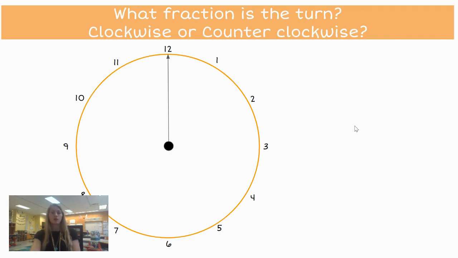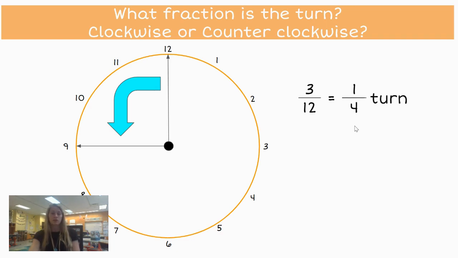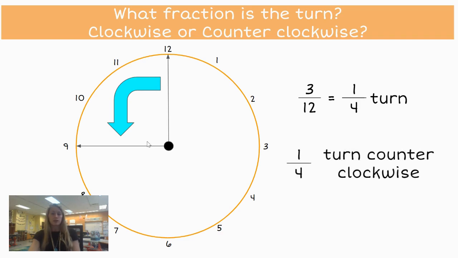Let's practice again. What fraction is the turn, clockwise or counterclockwise? Starting at the 12 and moving down to the 9. First, we can recognize that 3/12 of the circle has been shaded or moved down. This can be simplified as 1/4 turn. Notice it is 1/4 of the entire circle. We would say this is 1/4 turn counterclockwise because it is moving down in numbers.